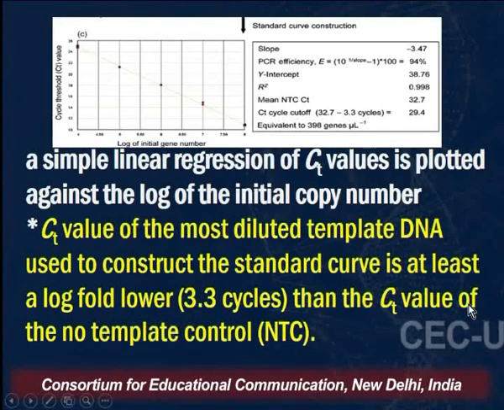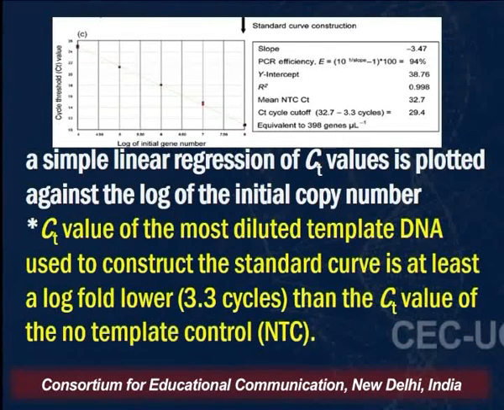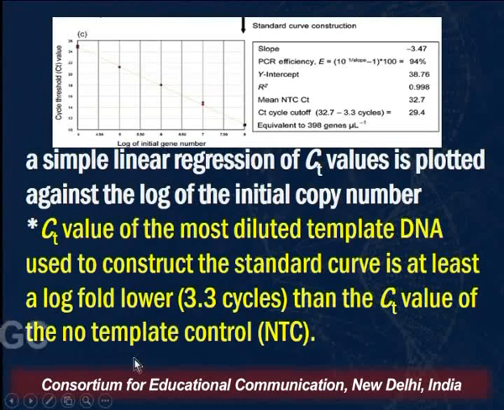of the most diluted template DNA used to construct the standard curve is at least a log fold lower, that is approximately 3.3 cycles lower than the CT value of the no template control. So whatever CT value comes from the no template control, the lowest dilution should be at least 1 log fold lower. When you are setting up the experiment, you need to consider this point, create a standard curve, convert it into log values and find the unknown concentration of the template DNA that you have.